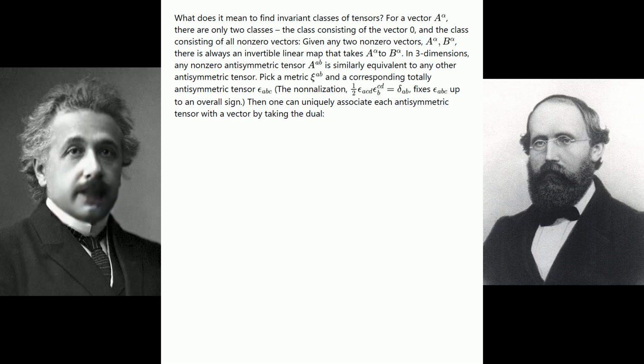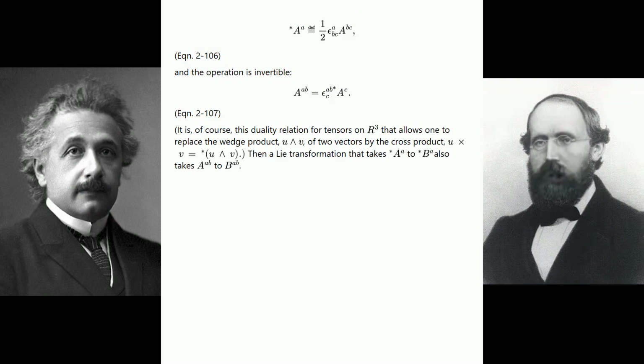Pick a metric ξ^AB and a corresponding totally antisymmetric tensor ε_ABC. The normalization, 1/2 ε_ACD ε_B^CD = δ_AB, fixes ε_ABC up to an overall sign. Then one can uniquely associate each antisymmetric tensor with a vector by taking the dual. See equation 2-106. And the operation is invertible.